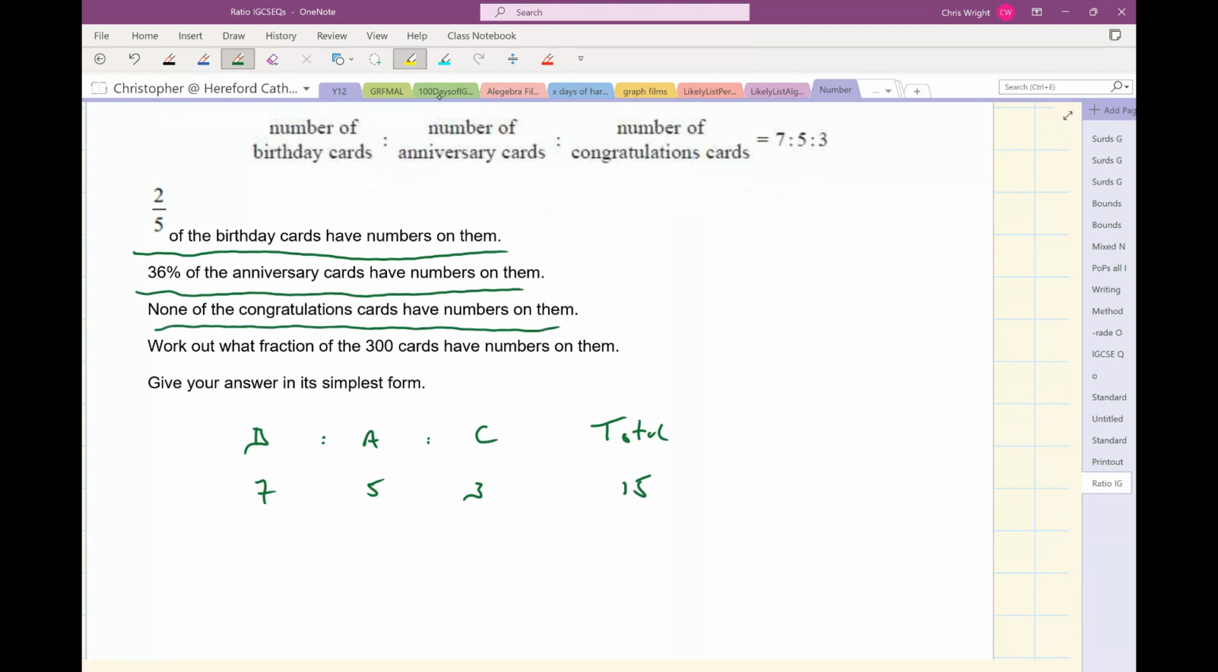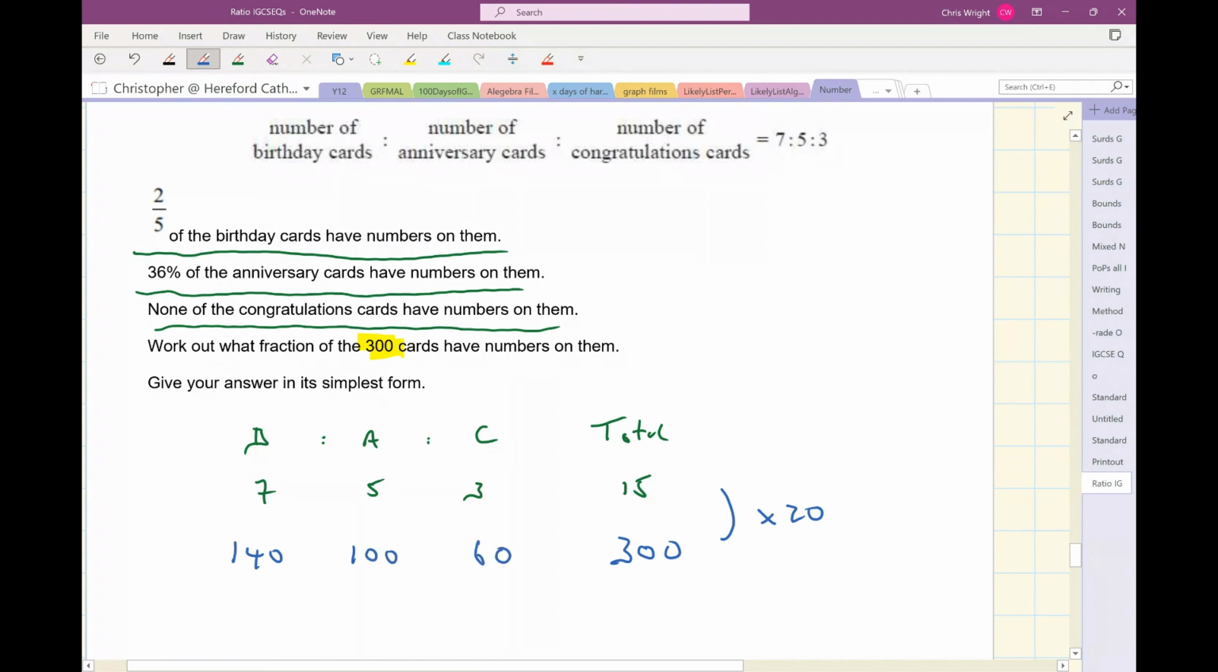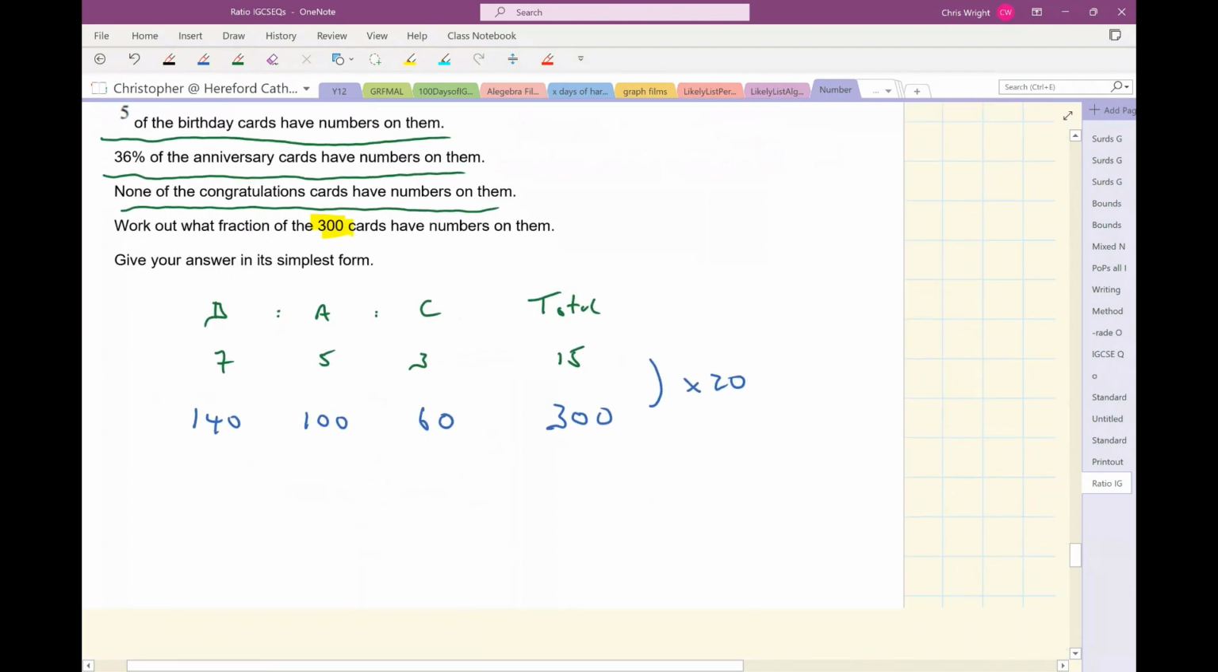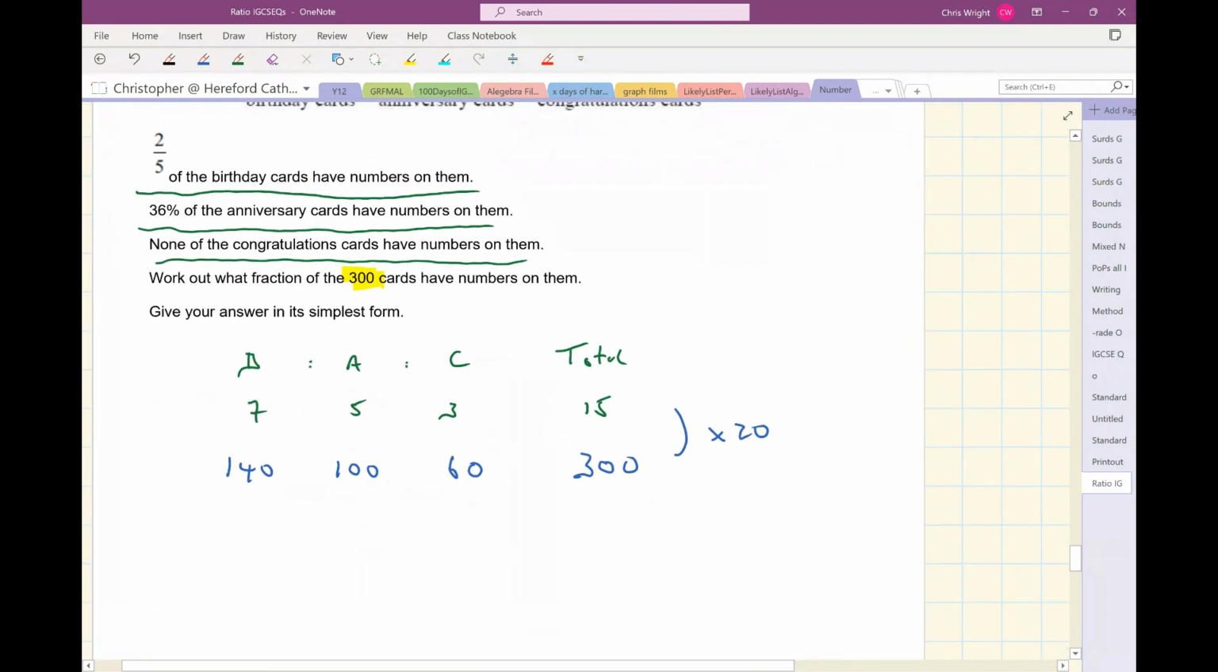Oh, look, work out the fraction of the 300 cards. So now we know how many cards they're making. They're making 300 cards. So each of my ratios are times by 20. 140 birthday cards, 100 anniversary cards, 60 congratulations cards. Now we can work things out because the birthday cards, 2/5 have numbers, right? So numbers and no numbers. 2/5 have numbers, so 2/5 of 140. 56 have numbers, and the rest don't.